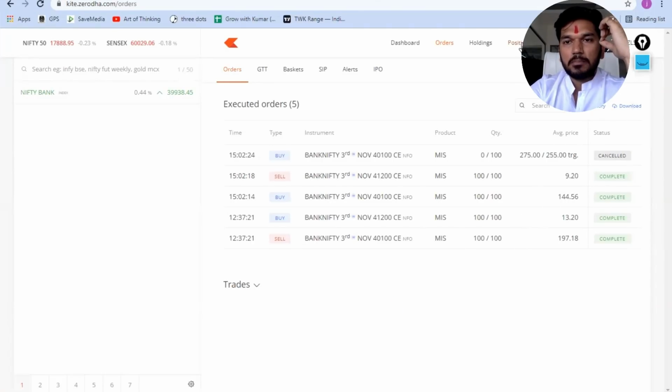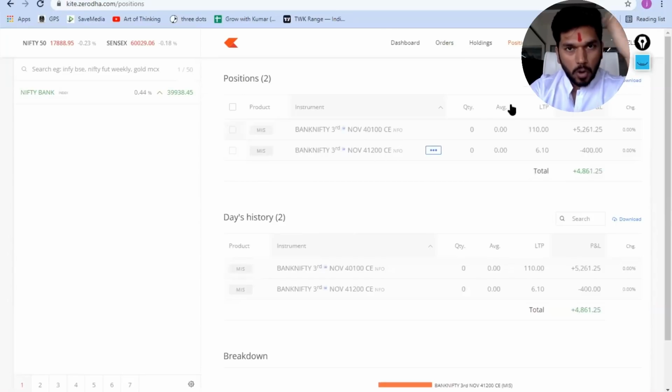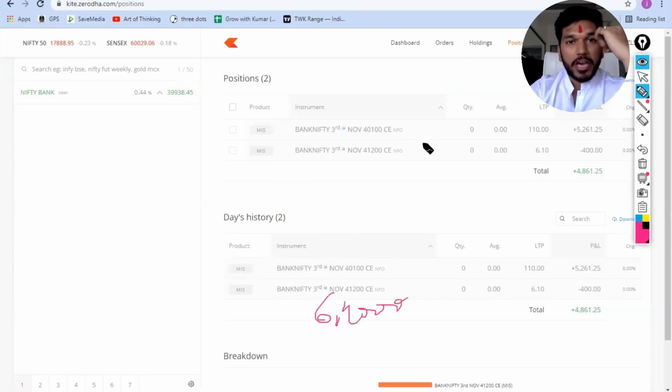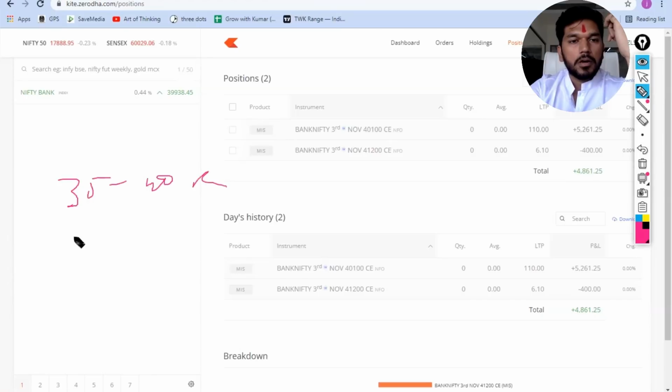But as I was able to buy an out of the money call option, and I was able to hedge my selling position, the broker Zerodha allows me to do this at a margin of 35 to 40,000 per lot.